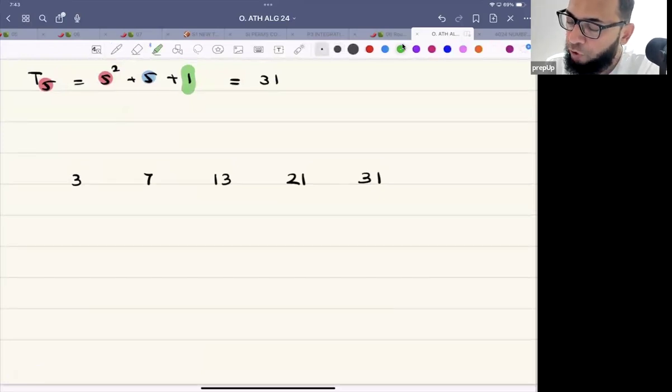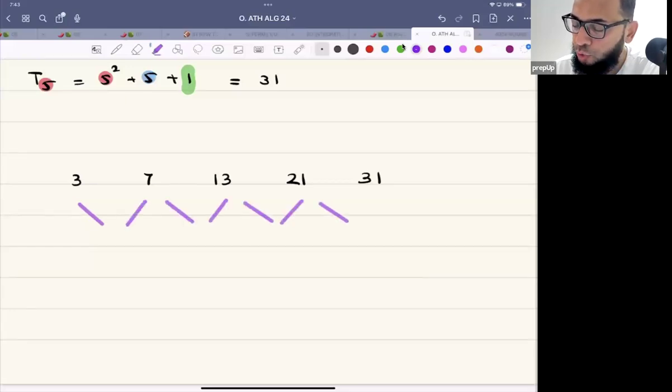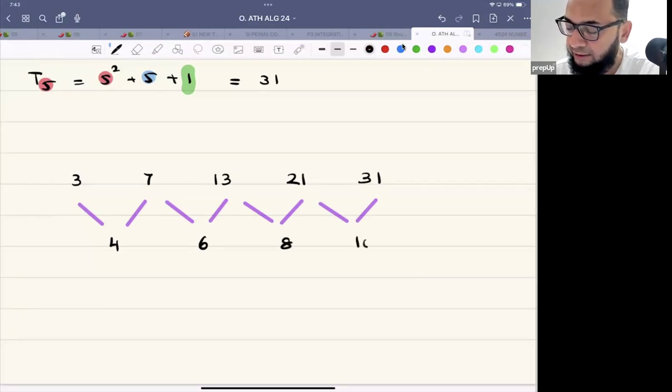Now let me focus on it like this. Let me find the difference between two consecutive terms. The difference between 3 and 7 is 4. The difference between 7 and 13 is 6. The difference between 13 and 21 is 8. The difference between 21 and 31 is 10. This is called the first difference.